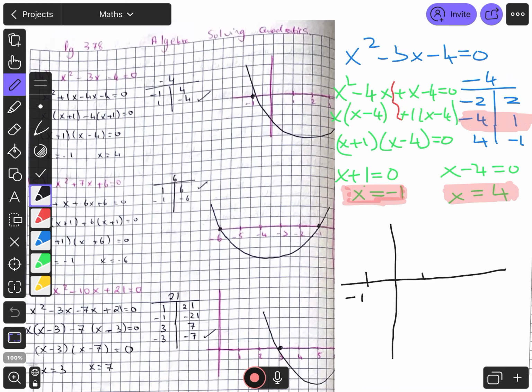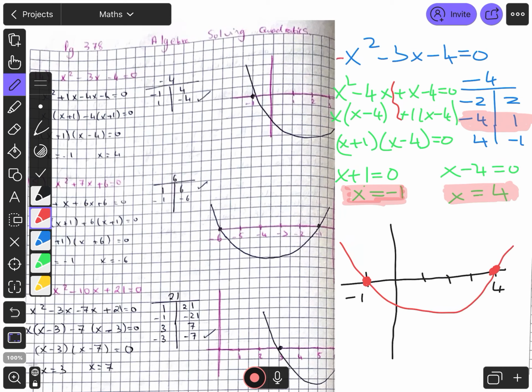You should be using a ruler for this. 1, 2, 3, and 4. I'll put my 4 here. I'm putting in my 2 dots. Okay, because this is a plus x squared, I have a u-shaped graph. And that's it sketched there.